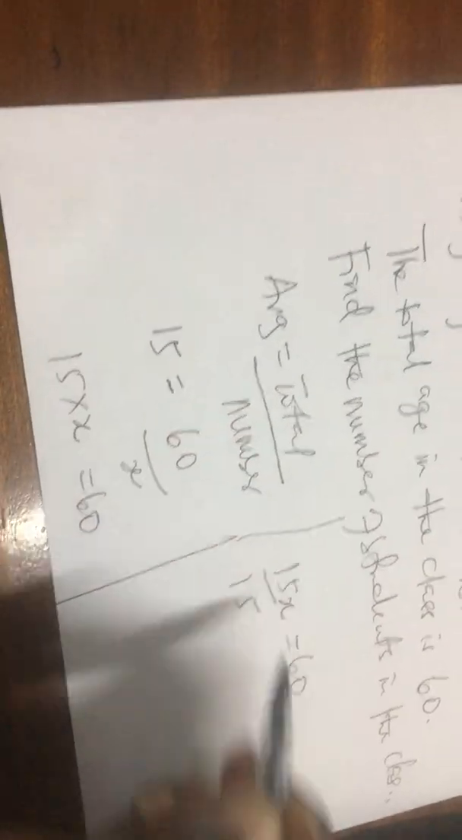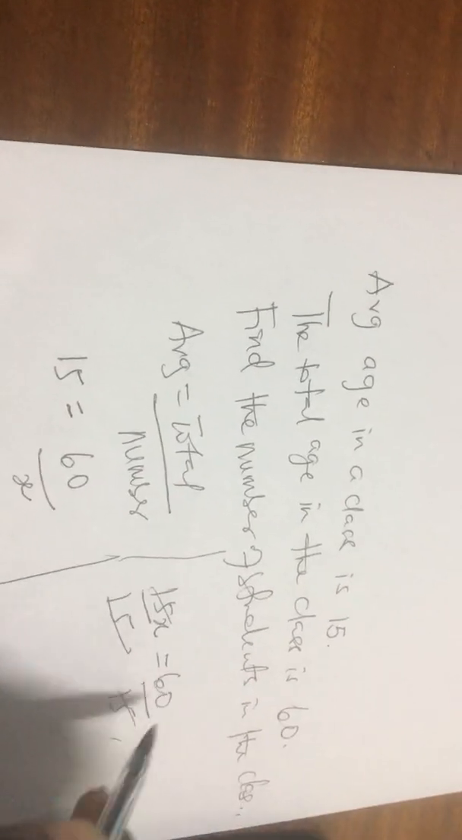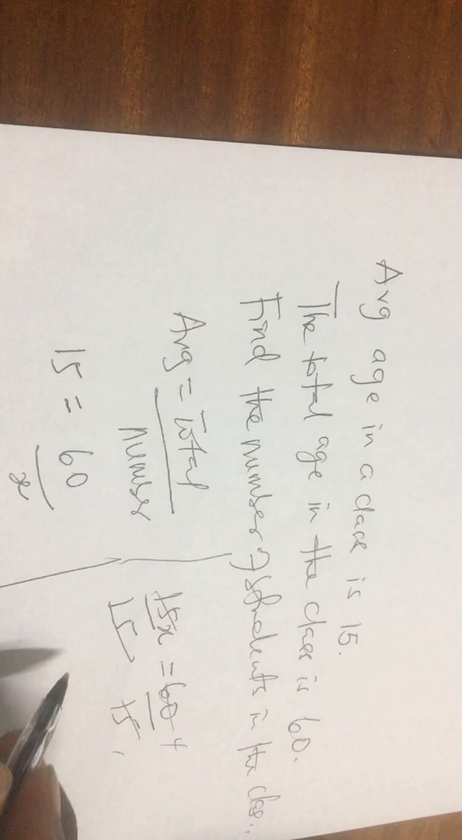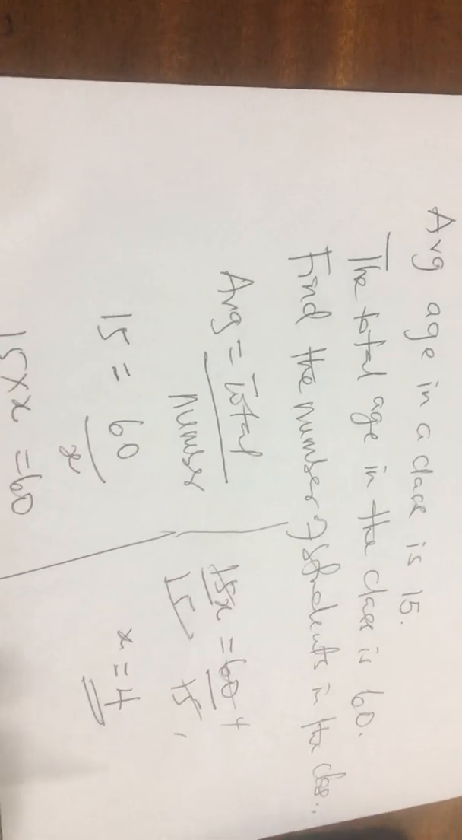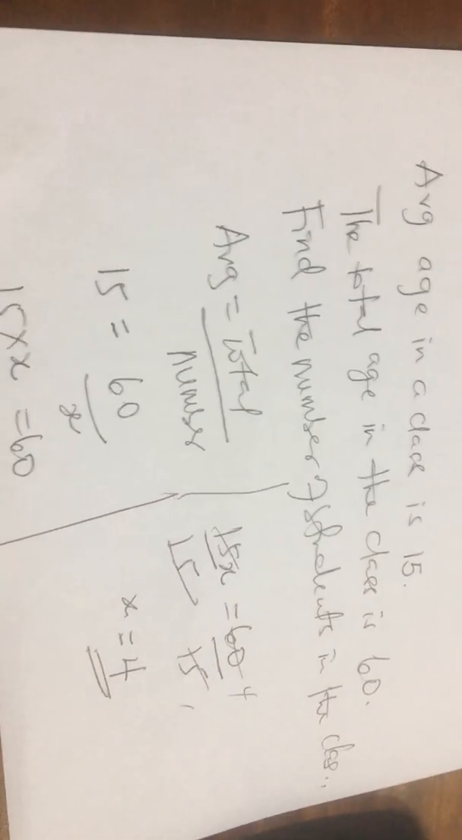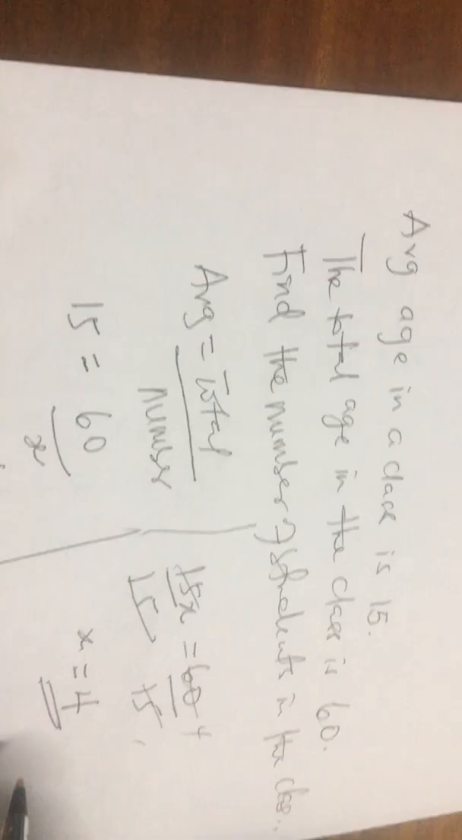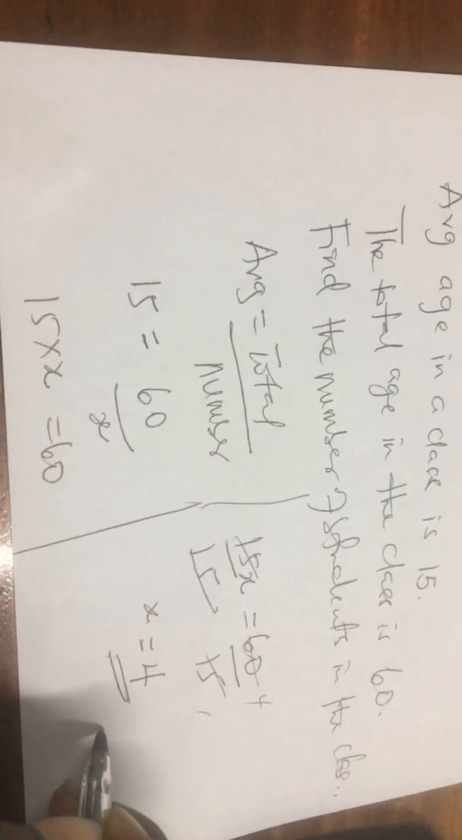So divide both sides by 15. This will cancel this. This will be 4. And so we get x equal to 4. So the number of students in the class is 4. If we get it. Good.